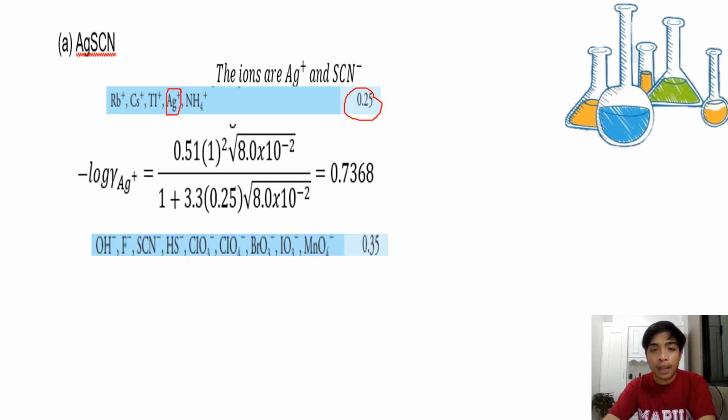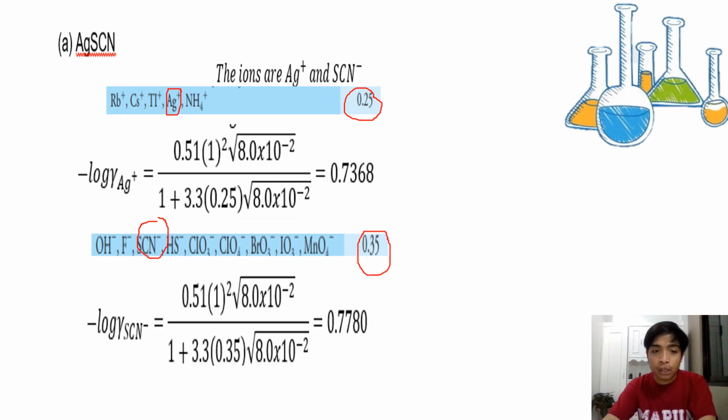For the thiocyanate ion, the effective diameter is 0.35, and the charge is negative 1.